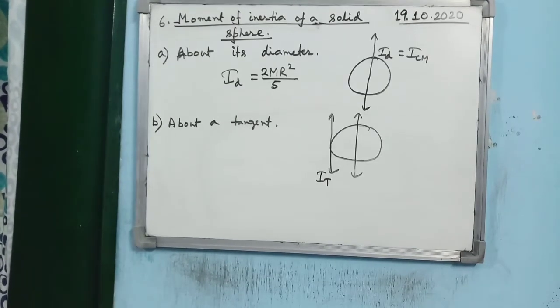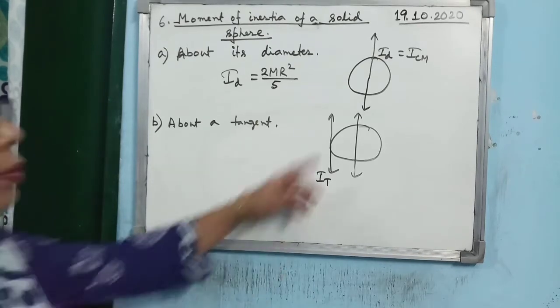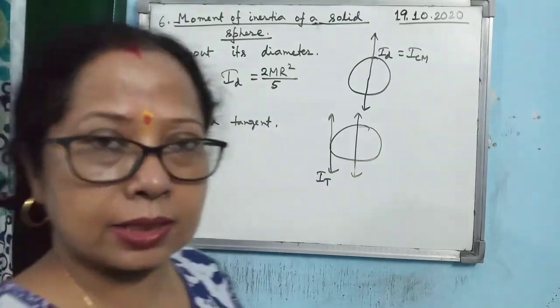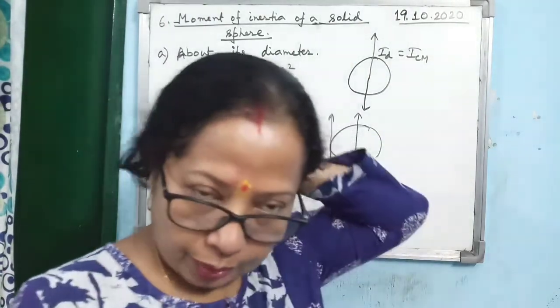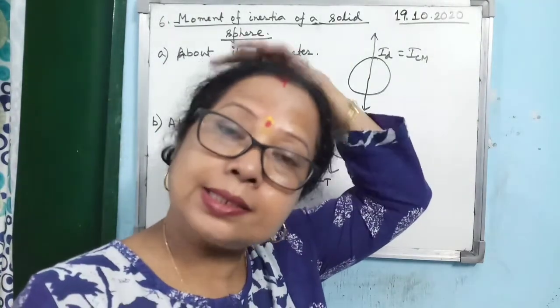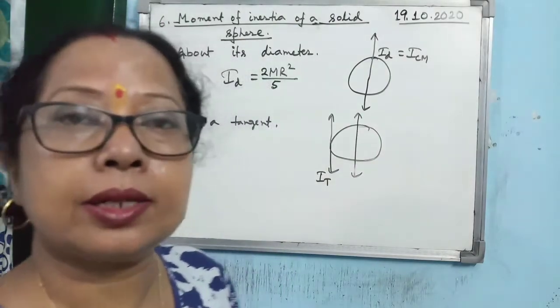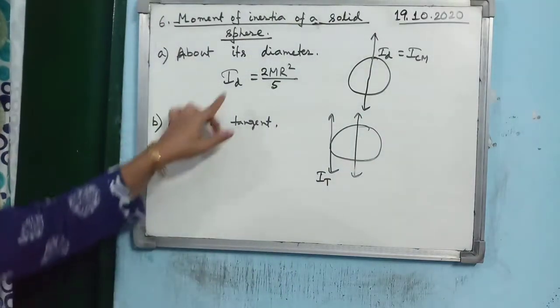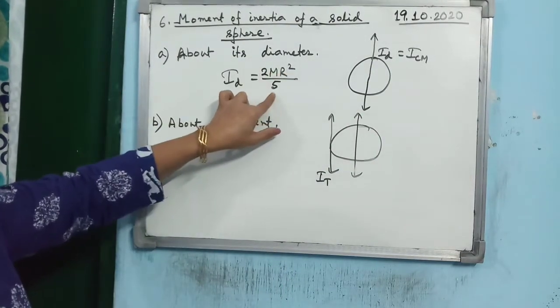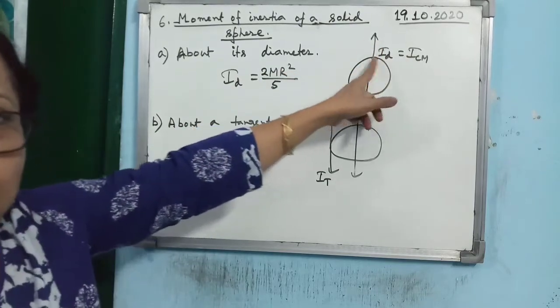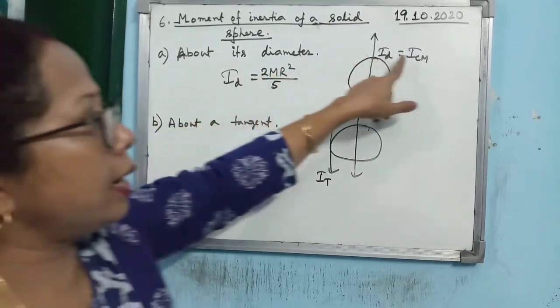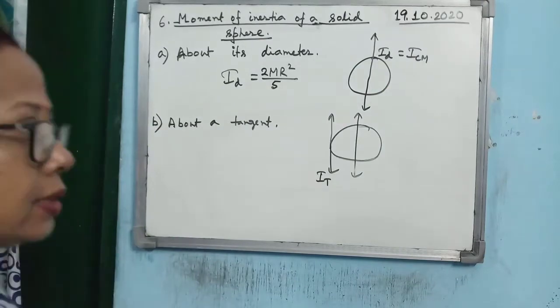Next is the moment of inertia of a solid sphere about its diameter. Remember that the diameter is also an axis passing through the center of mass, because for a solid sphere, the geometric center is the center of mass. It is given by 2 mr square by 5. You can write ICM also. I have written D here, but in the diagram I have written ID is equal to ICM.